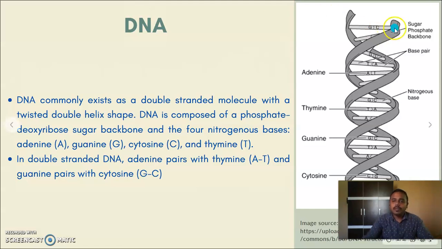So this particular image shows a clear double helix structure of a DNA. You could see this is a single helix and this is the second helix. Both are joined together by these base pairs, which are nitrogenous base pairs. So adenine pairs with thymine, and similarly guanine pairs with cytosine of another strand. So this is how a DNA structure is formed.